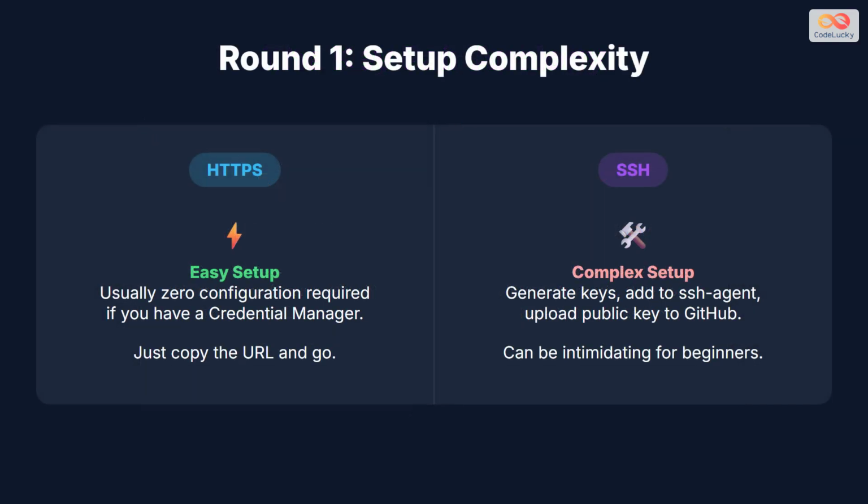Let's compare them. Round 1 is setup. HTTPS is definitely the winner here for simplicity. You usually don't have to configure anything, just clone the URL and paste your token when asked. SSH requires you to generate keys in the terminal, start an agent, and manually copy a file's contents to your browser settings. It's a bit more work up front.